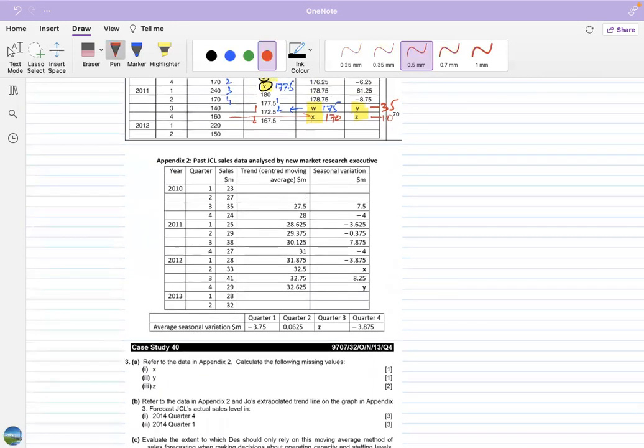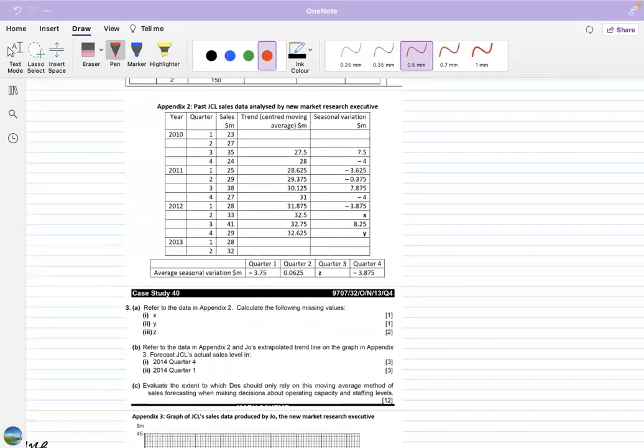Moving to another practice, where the values of X and Y are required to be calculated. For the seasonal variation, the value for X would be very simple. 33 minus 32.5, because sales minus trend. 33 minus 32.5, answer is 0.5. Then we have 29 minus 32.625. The answer is minus 3.625.